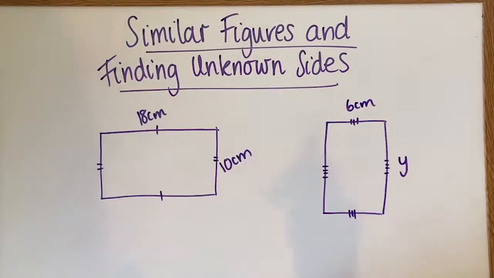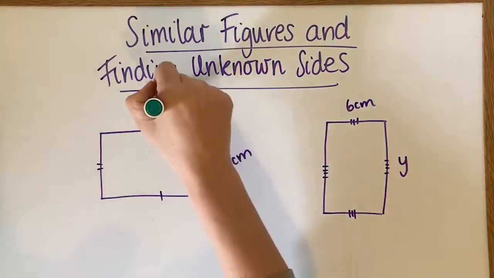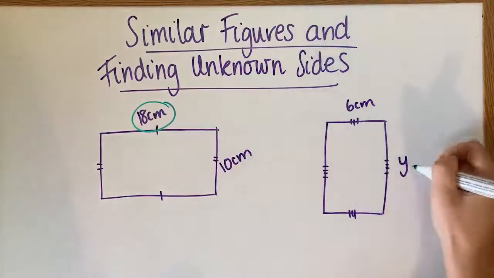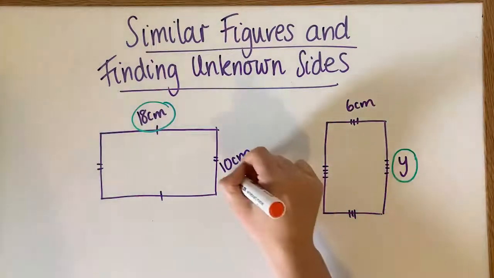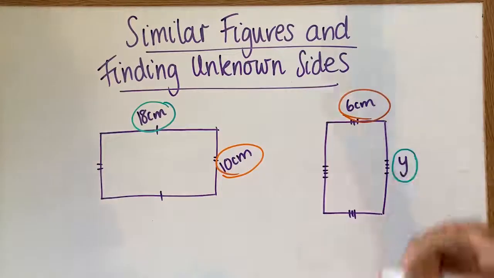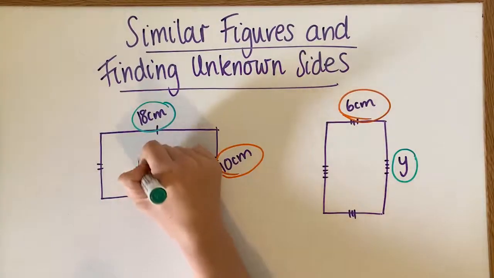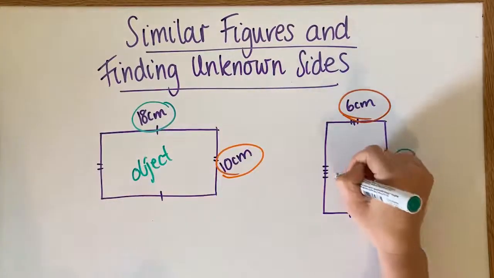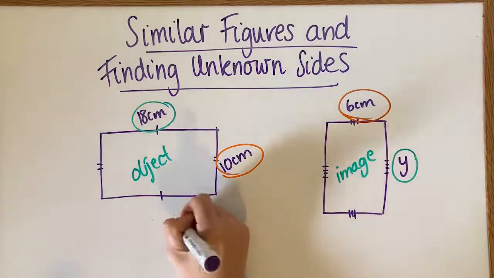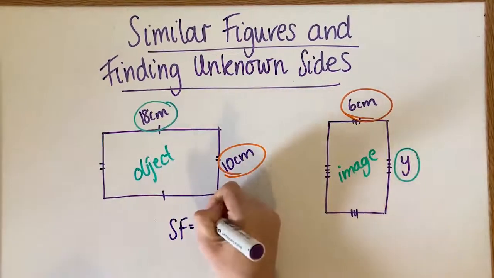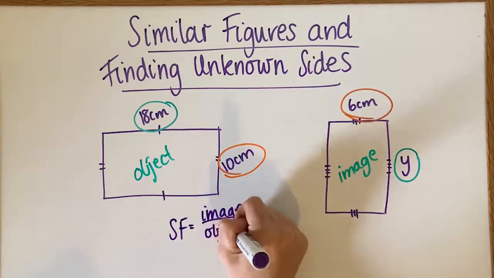Okay. All right, so for this one, we can see that our shape has gotten smaller. This side is the long side, so it corresponds to this one. And then the short sides are 10 and 6, okay? So for our scale factor, remembering this is our object and this is our image, we're going to go image over object.